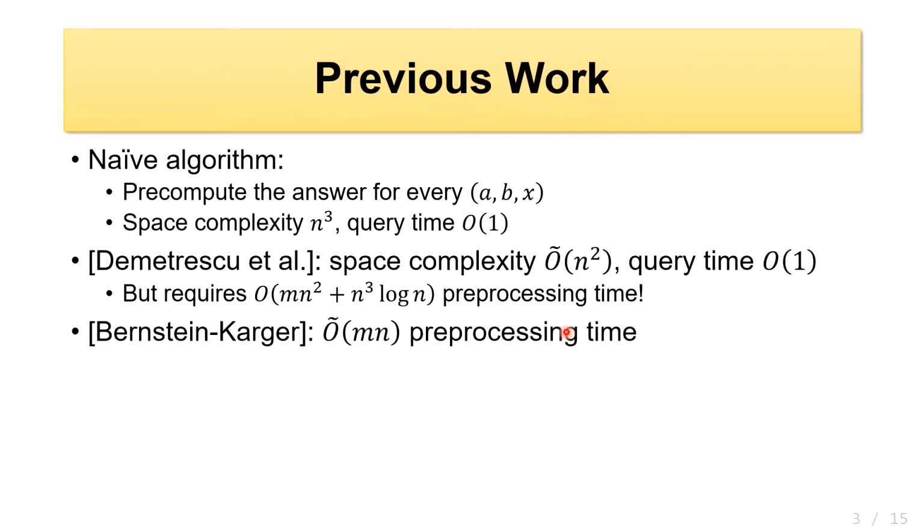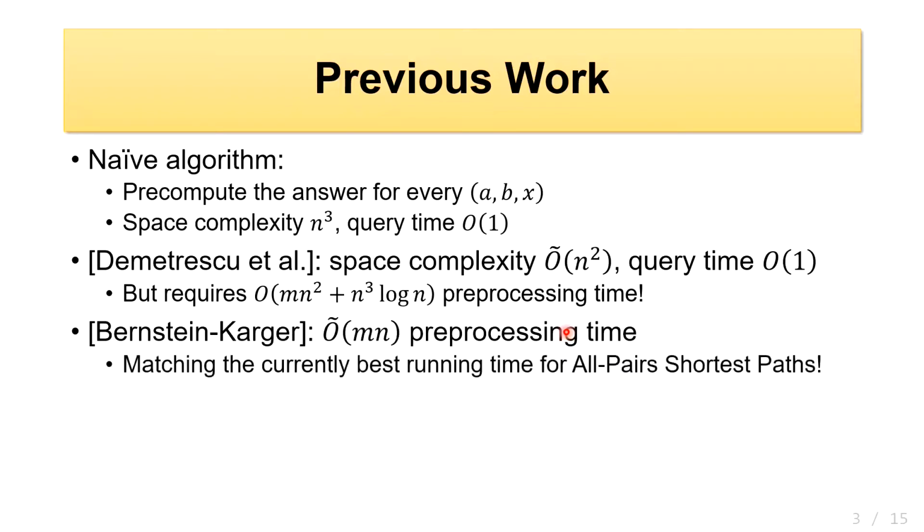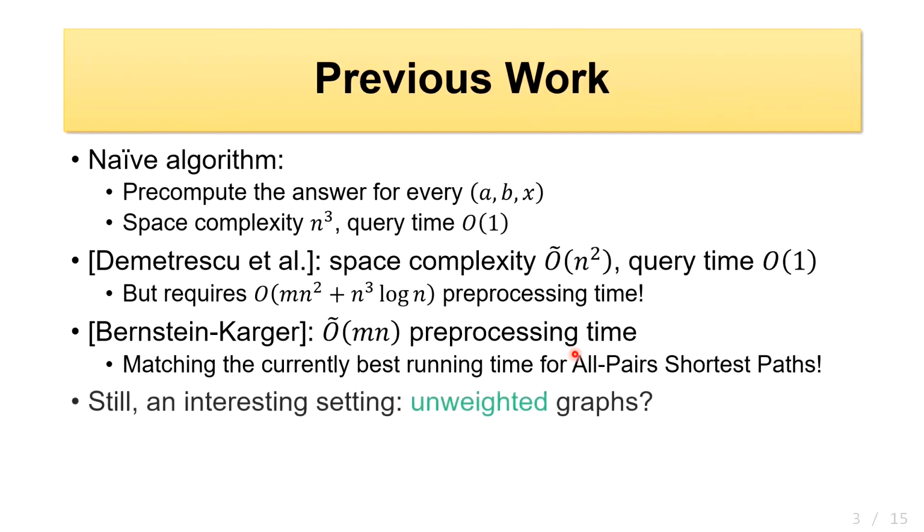And later, Bernstein and Karger improved the preprocessing time to roughly mn. Even for the ordinary shortest path problem, we only know how to solve APSP in total mn time, and it's conjectured that there is no much better algorithm for APSP. Since DSO is no easier than APSP, we can say this mn time bound is nearly optimal. So are we done now? Actually, there is still a quite interesting parameter regime for us to explore.